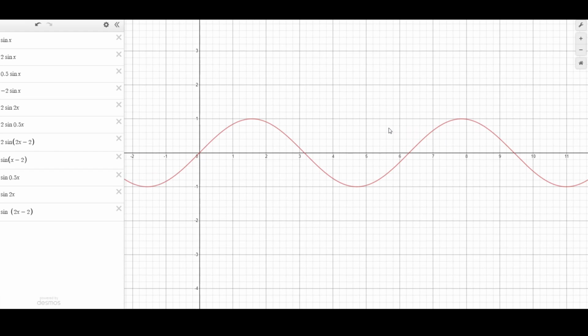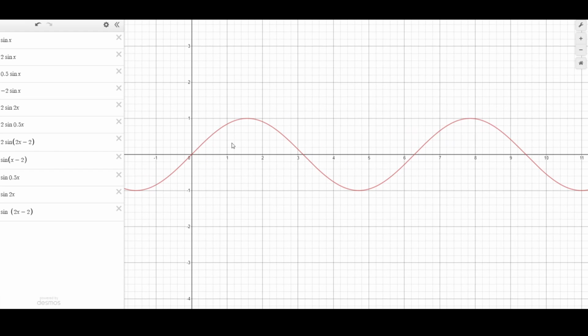So first and foremost, let us introduce the period and the amplitude. The amplitude is the maximum and minimum points reached by the graph, and then the period is from 0 to 2 pi. That is the original period, the normal period of the sine function. Okay, let us introduce some transformations. So what if we multiply 2 to sine x?